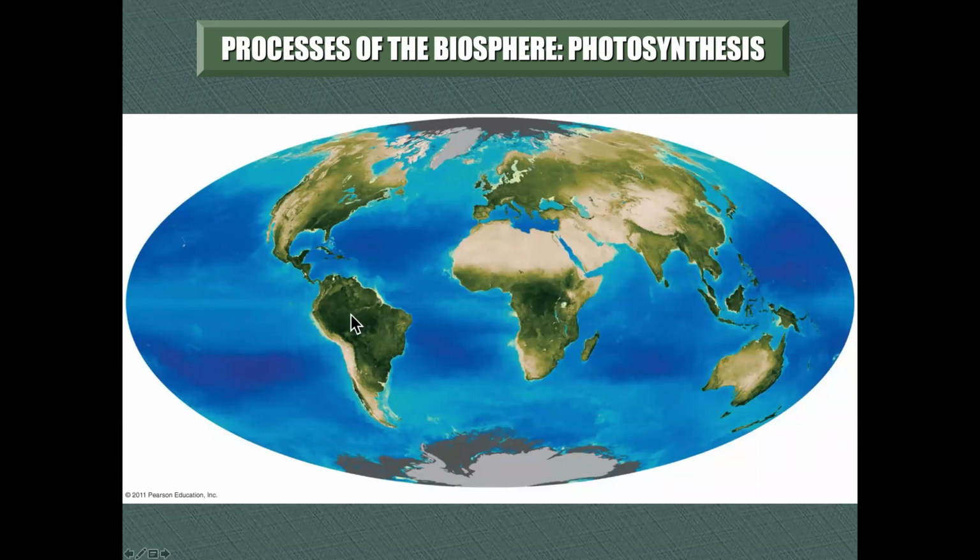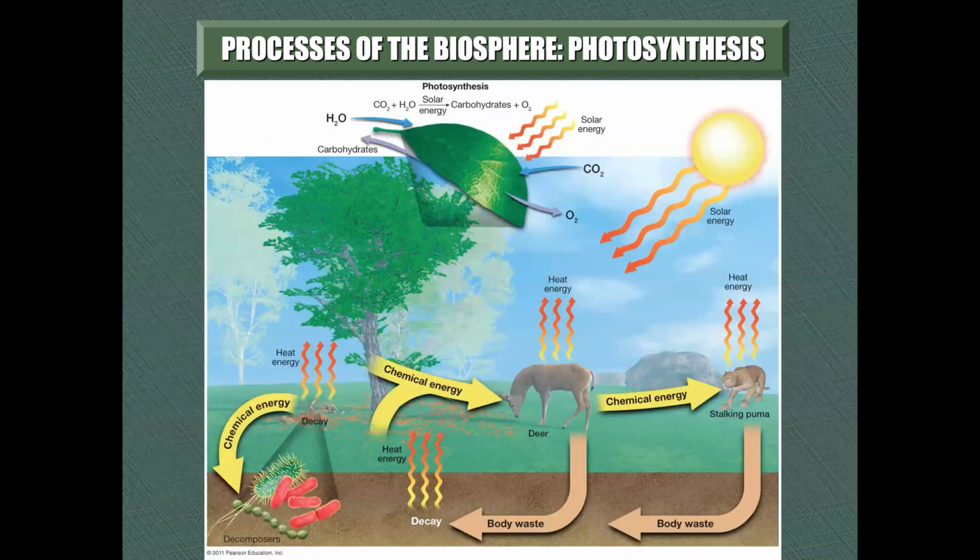So for example, the Amazon, the Congo, the Southeast Asian tropical rainforest. And then you have areas where there's very little going on, like the Sahara, the Atacama Desert here. And notice how close it is to a forest on the other side. So it's sort of the idea of photosynthesis in a more visual way.